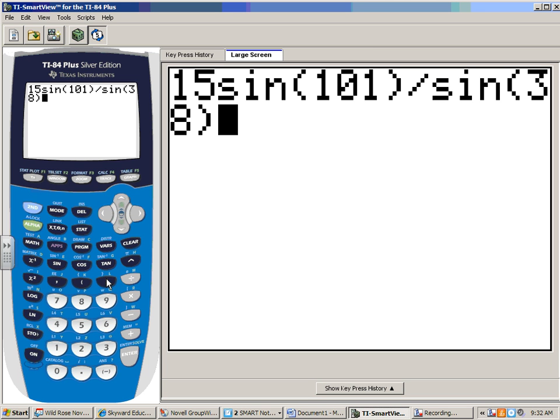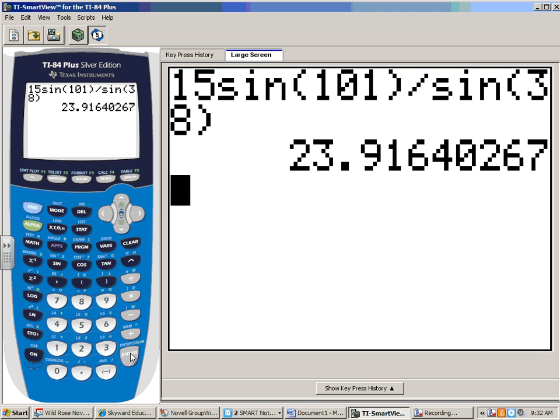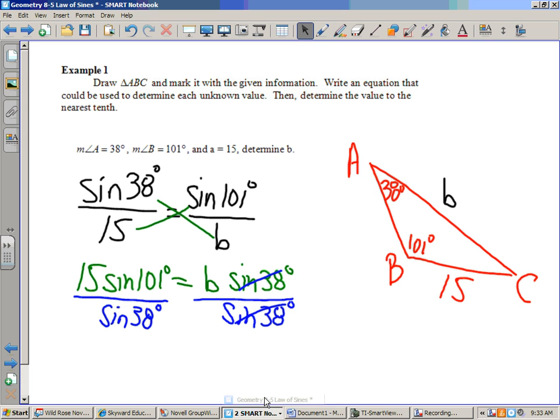And when I hit enter, this will tell me side B. Do we expect this to be bigger than the other 15 or smaller? Why bigger? It's a bigger angle, right? It better be bigger. Or perhaps you already hit enter and that's why you know it's bigger. And on my calculator it says 23.916, and so forth. And where do I say to round? To the nearest tenth, so we would round this to 23.9.